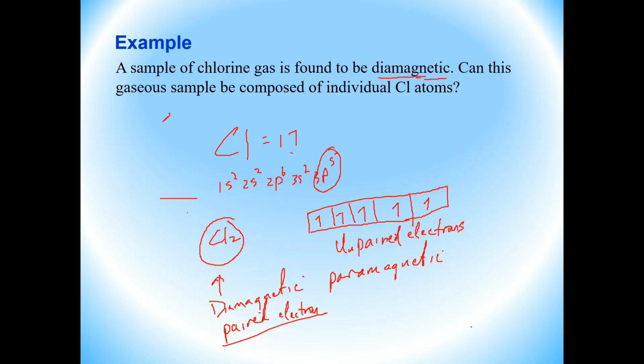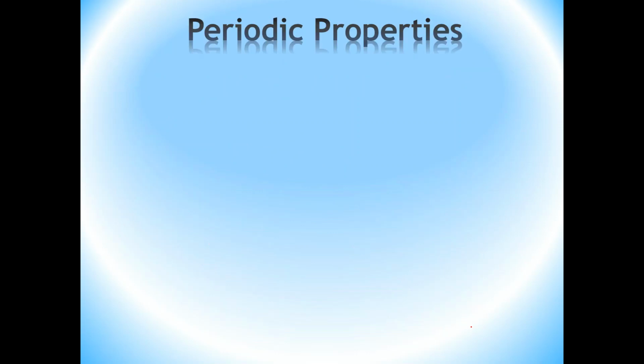Okay, we're going to stop here. The next thing we're going to discuss are trends in periods when it comes to the different elements in the periodic table, and we're going to see how that relates to their electronic structure. Okay, until next time.